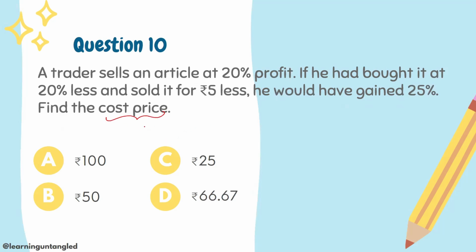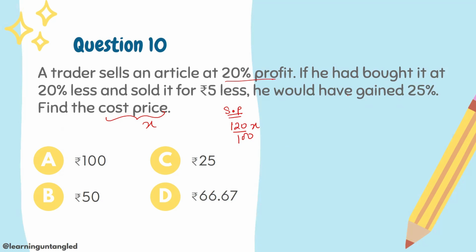Okay, so first of all, we don't know the cost price. Let's say the cost price is X. So what is given to us? A trader sells an article at 20% profit. So I'm giving the selling price, which is at a 20% profit. So therefore, if my cost price is X, the selling price becomes 120% of X.